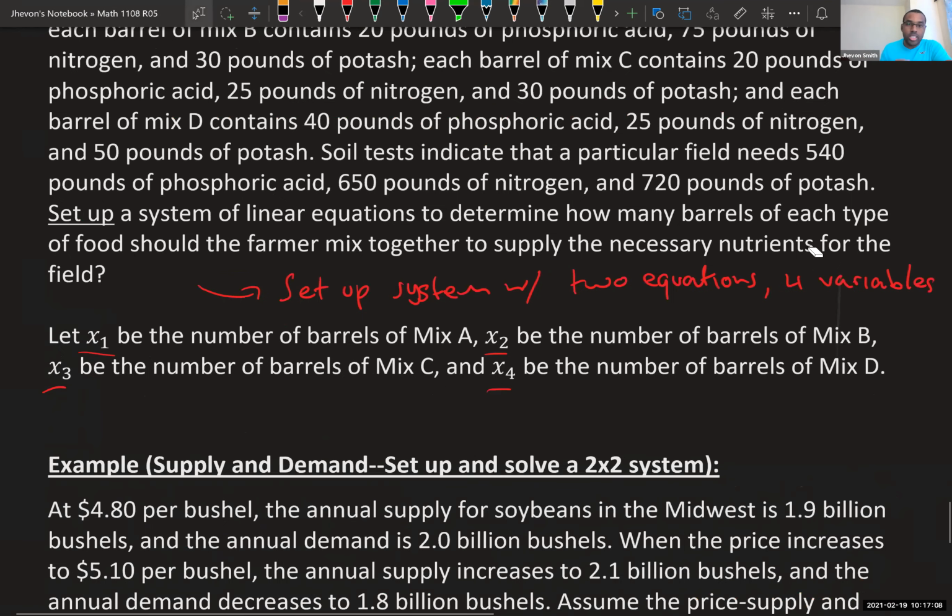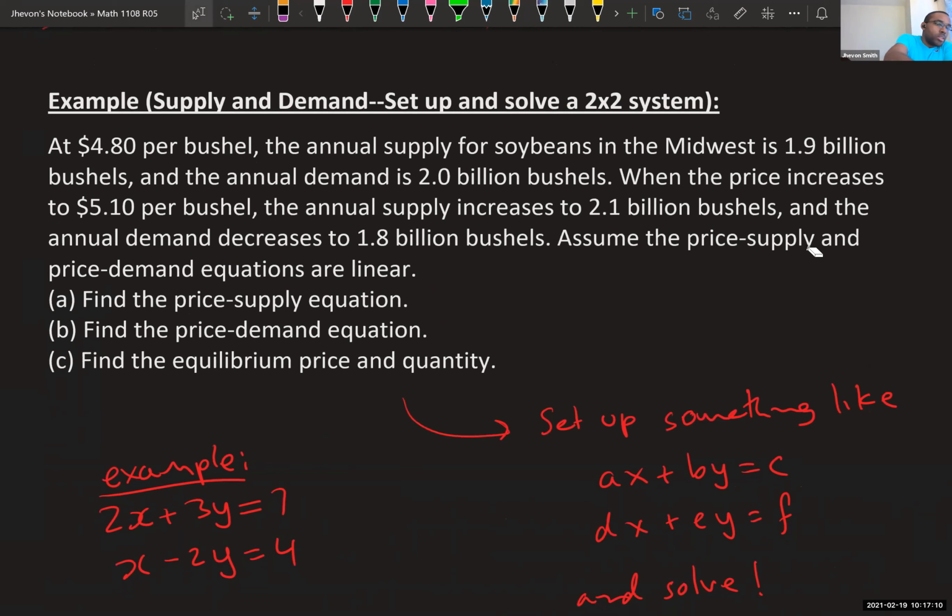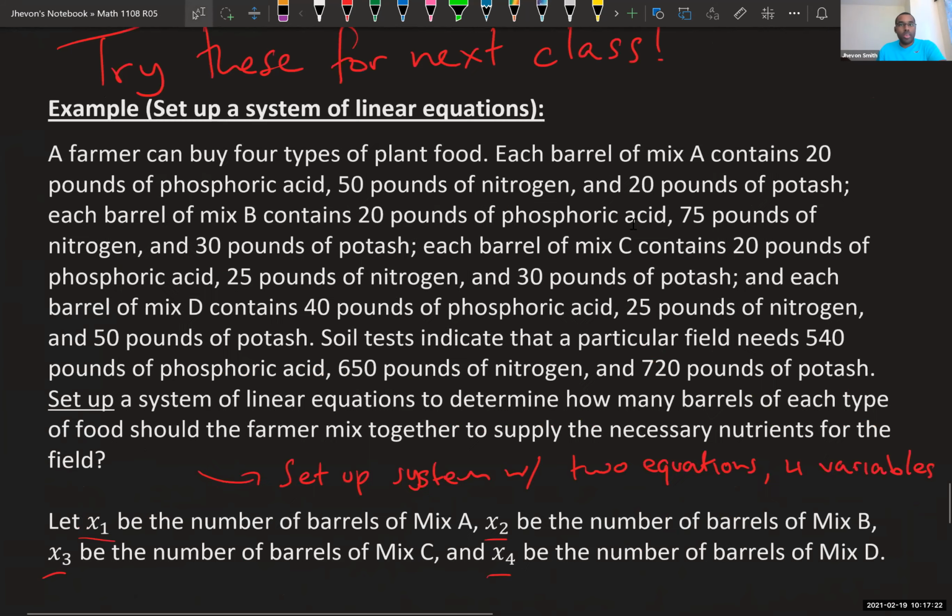So I want you guys to try this for next week. I'll leave it in the notes. And that being said, I will let you go unless there are any questions. At this point, you can finish all your chapter 3 homework. We're done with chapter 3, and this is just a prep for chapter 5.